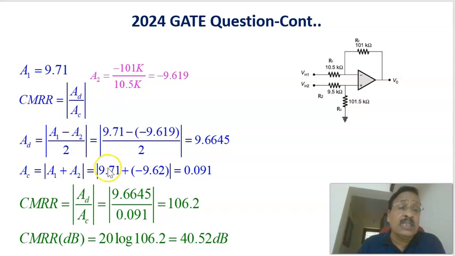Therefore, the common mode rejection ratio is given by modulus of AD by AC, that is 9.6645 divided by 0.091, equal to 106.2. That is the common mode rejection ratio. And CMRR in decibels is given by 20 log AD by AC, or 20 log 106.2, which is equal to 40.52 decibel. So the answer for this circuit is the common mode rejection ratio in dB equal to 40.52 dB.